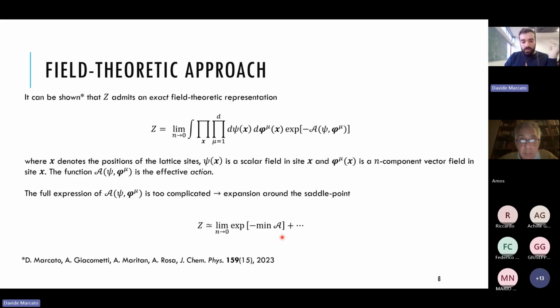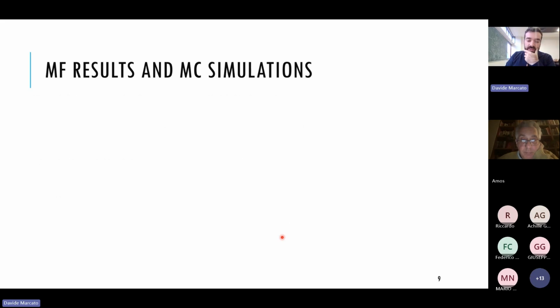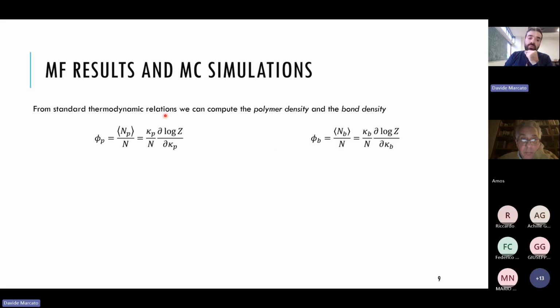Okay, now once we have this approximation for Z, we decided to test it. So for example, one thing that you can do is to compute the polymer density, Phi, which is, let's say, the average number of polymers divided by the total number of lattice sites. Or you can compute the bond density, which is the average number of bonds divided by the total number of lattice sites. This you can do with basic statistical mechanics relations.